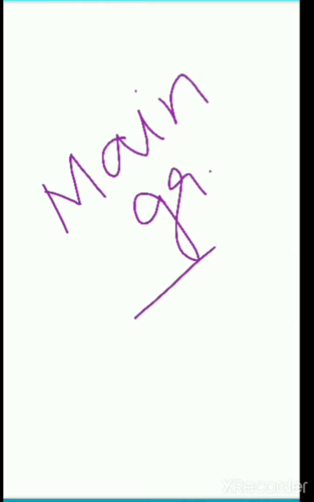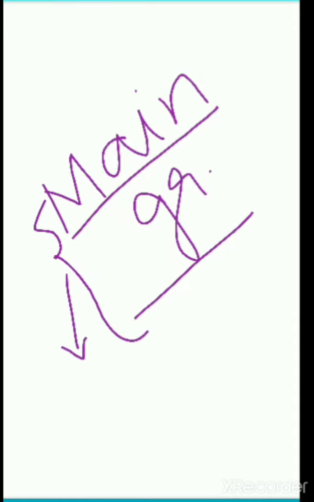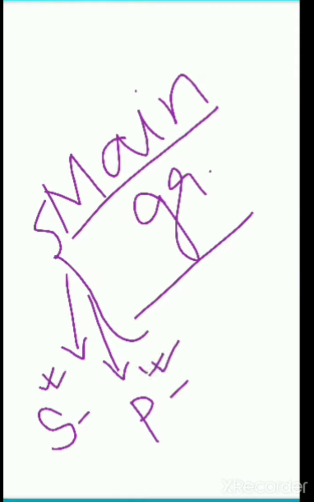Start main group elements. Do you know, in main group elements, two blocks are involved. One is S block and another is P block. Okay? S block elements and P block elements make up the main group elements. Today we discuss P block elements.